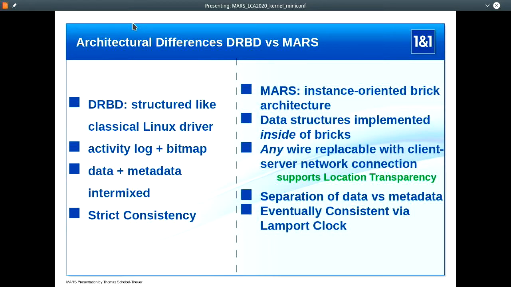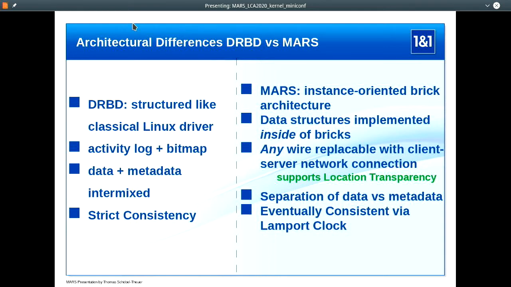Now, you as a kernel hacker are probably interested in the architectural differences. DRBD is probably known to you. It's structured like a classical device driver. You know the activity log and bitmap. Data and metadata are sent over the same TCP connection, and the model is a strict consistency model for crossover cables. MARS is very different.